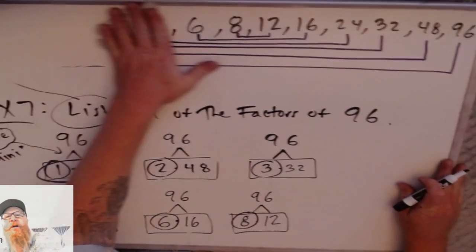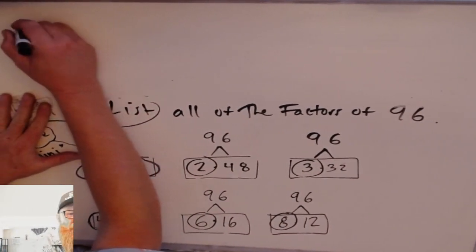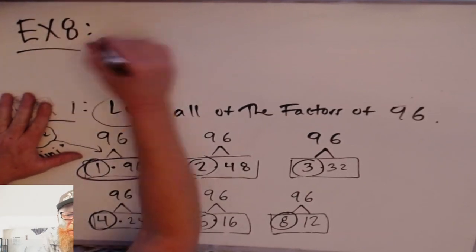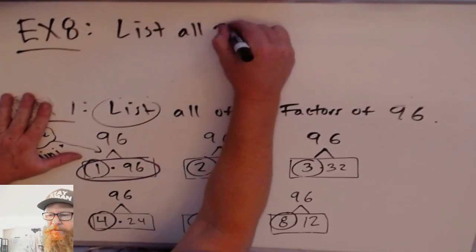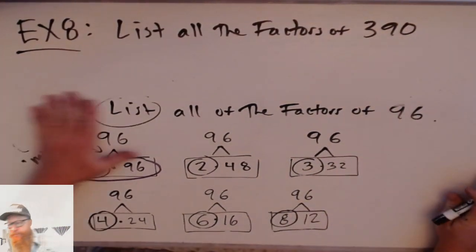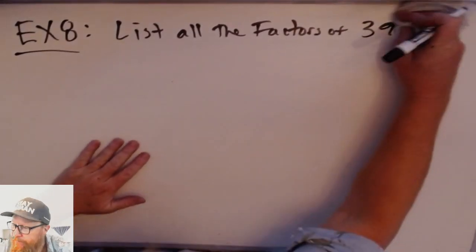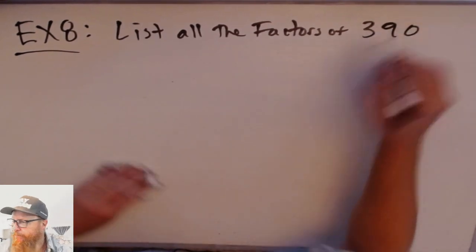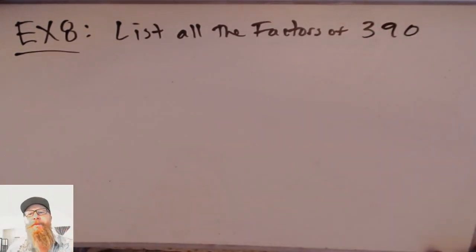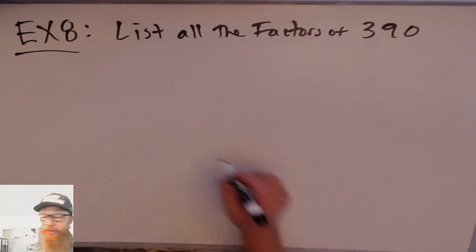All right, I know these problems do take a little while. List all the factors of 390. Now you can start with any number you like, but I think it's easier to start with 2. So list all the factors of 390.